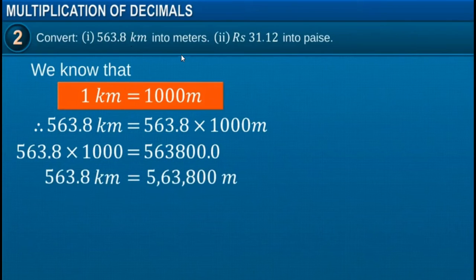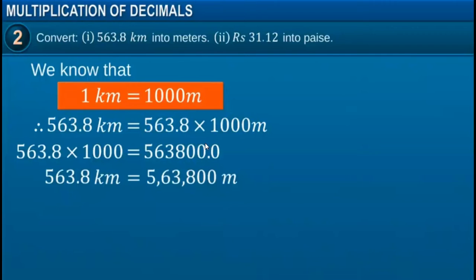Okay, so here there is another question, that is convert 563.8 kilometers into meters. So we have to convert kilometers to meters. We know that 1 kilometer is equal to 1000 meters. So to convert 563.8 kilometers into meters, we have to multiply the given number by 1000, as we are converting kilometer to meter.